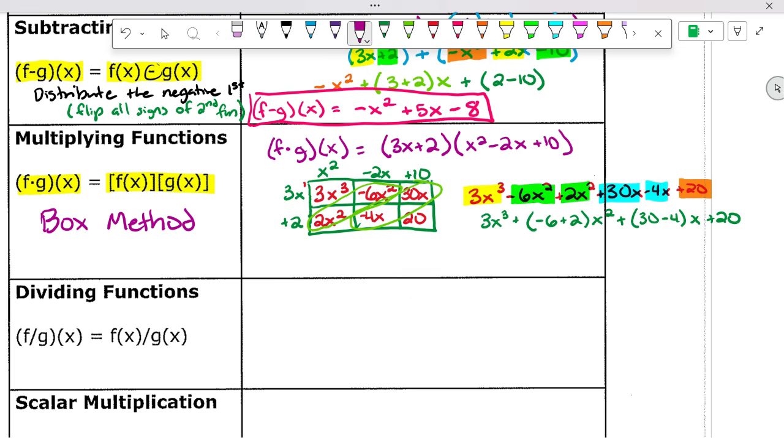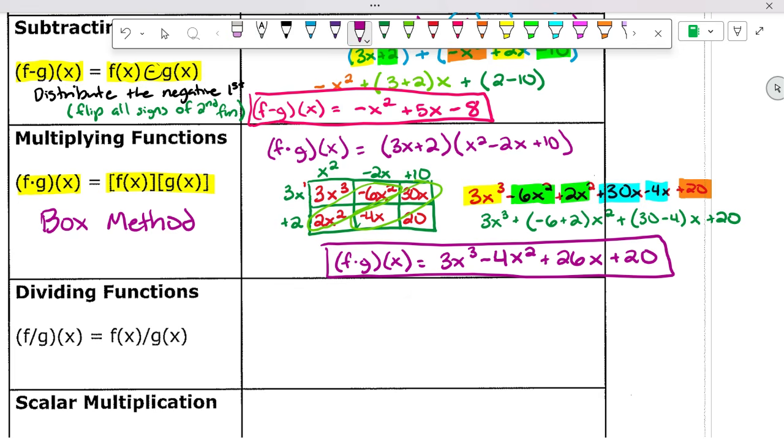All right. So let's finish it up. So f times g of x is equal to, we bring the 3x cubed down. What's negative 6 plus 2? Negative 4. So minus 4 what? X squared. Then what's 30 minus 4? 26. So plus 26 what? X. And then bring down the plus 20. So this is my final answer.